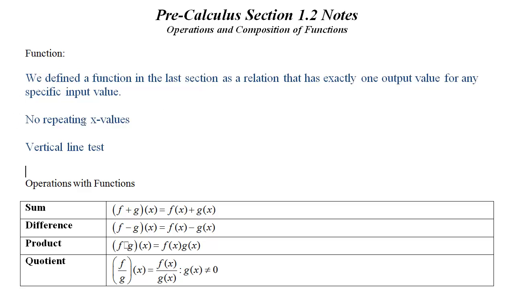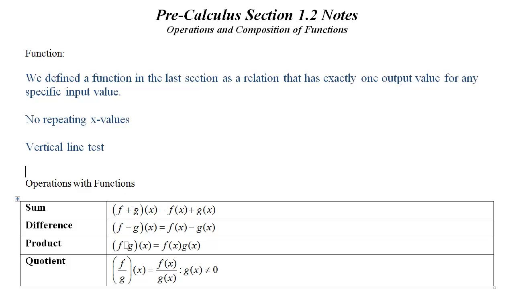Another way to simply check when given a series of coordinates is that you would have no repeating x values. And on a graph, this can easily be checked with the vertical line test. Now, some operations that we have with functions is we can add them, subtract them, we can take the product or multiply, and the quotient or divide. So using the function notation, the left side is equivalent to the right side.